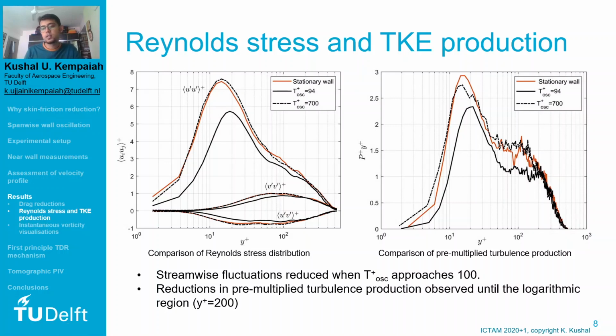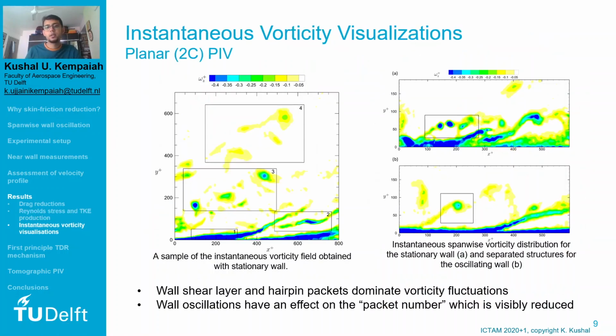Now that we've looked at some of the derived statistical quantities, PIV also enables the ability to visualize the whole flow field for the case of the planar 2C PIV measurements. So the figure here represents the instantaneous vorticity visualizations. The figure on the left shows that the wall shear layer, represented in boxes 1 and 2, and the hairpin packets, represented in boxes 3 and 4, dominate the vorticity fluctuations.